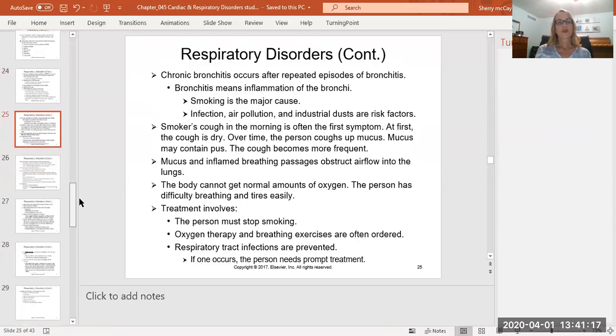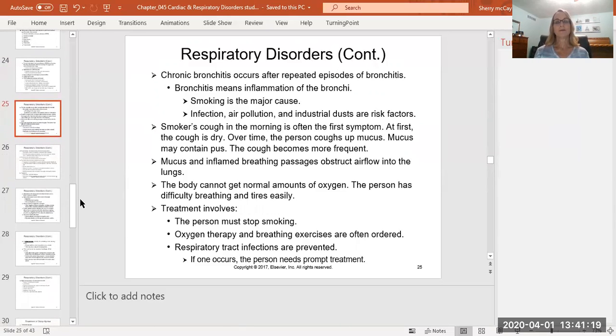Okay. Chronic bronchitis occurs after repeated episodes of bronchitis. So a person gets bronchitis over and over and over, it becomes a chronic condition. Okay, bronchitis means inflammation of the bronchi. Smoking is the major cause. Surprise there, right? Infection, air pollution, and industrial dust are risk factors.